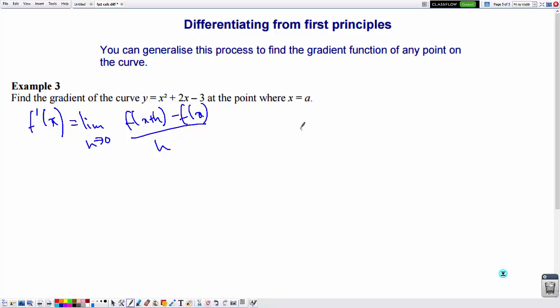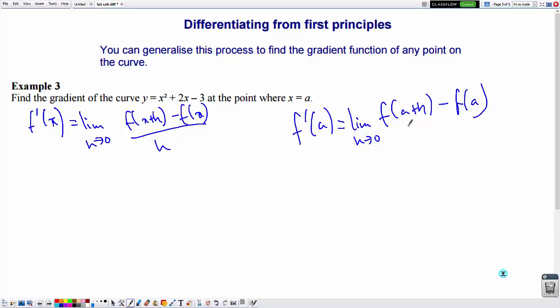So just plug in a. So f prime of a, the gradient at a, is... wait, I forgot the limits. So limit, let's put that in. I'm only going to put in limit as h tends to 0 of f of a plus h minus f of a over h.